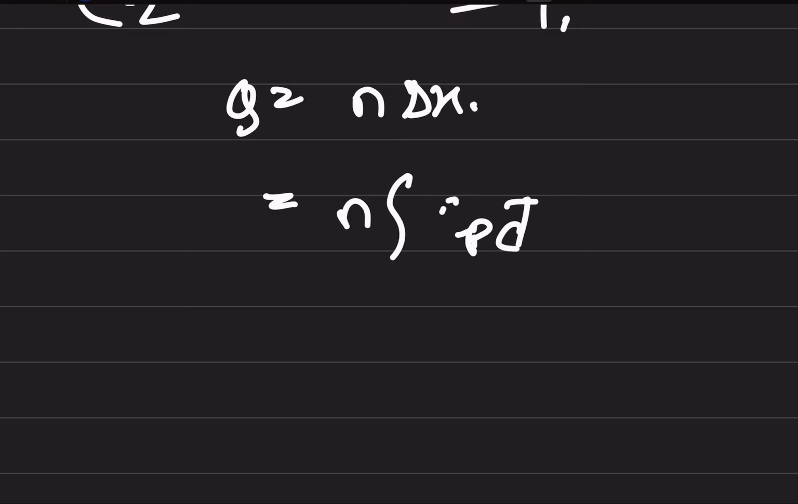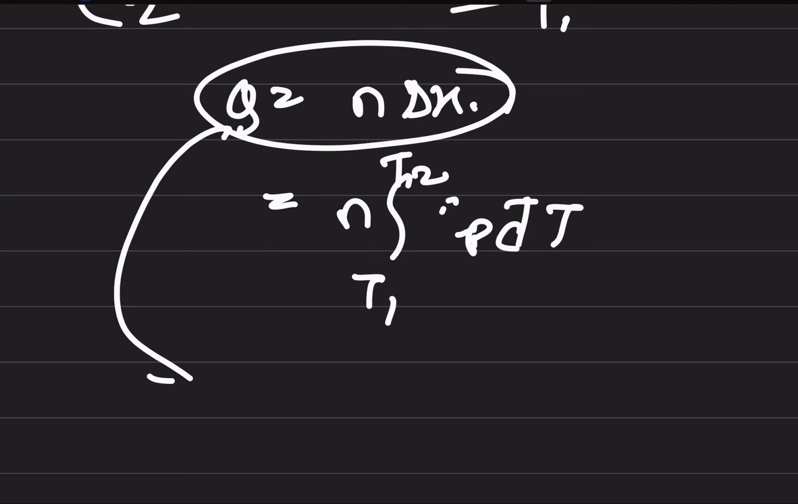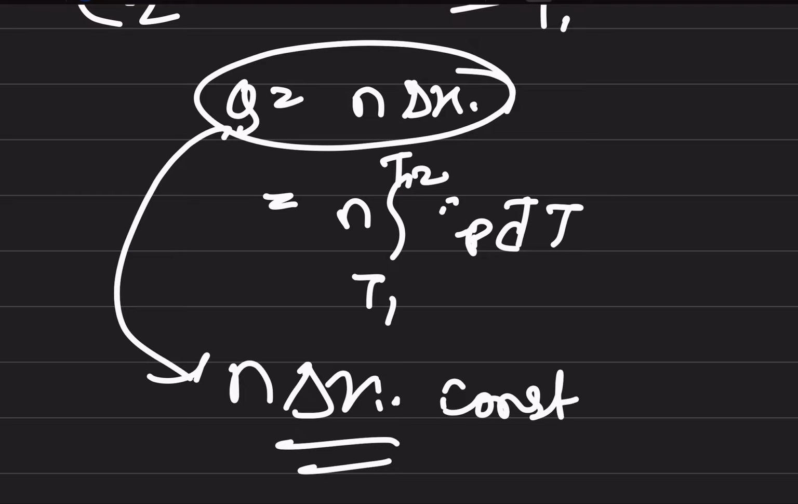How is the value of Q defined? Q is equal to n into delta H, which is n into the integral of Cp dT. So if it is asked how the value of Q is defined, Q is equal to n delta H, at constant pressure.